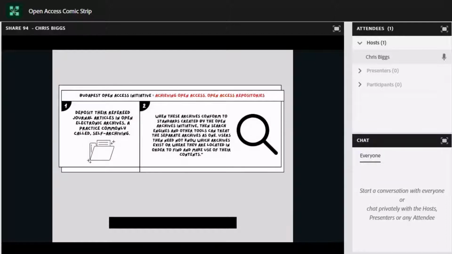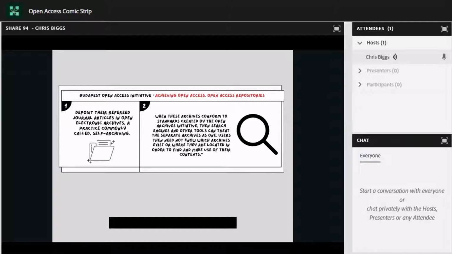The BOAI identifies two ways to achieve open access. Firstly, open access repositories. Researchers should deposit their refereed journal articles in open electronic archives, a practice commonly called self-archiving. The BOAI doesn't, ironically, indicate the difficulties people would have getting researchers to add their papers to repositories, a phenomenon that led to the existence of zombie repositories in the first decade of the millennium.